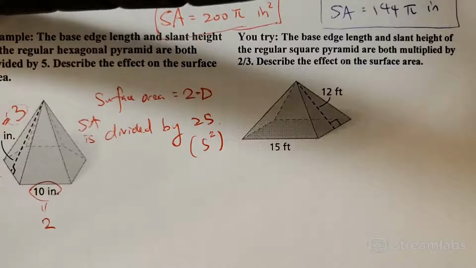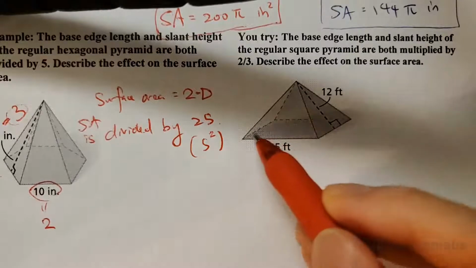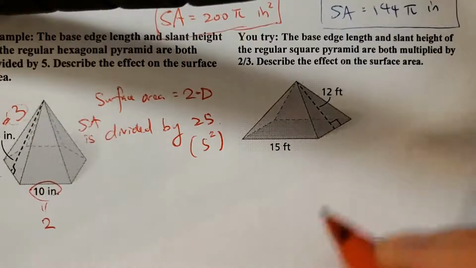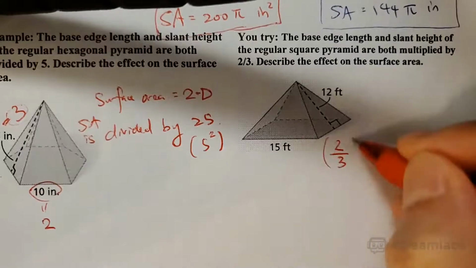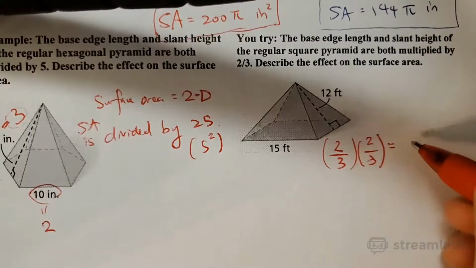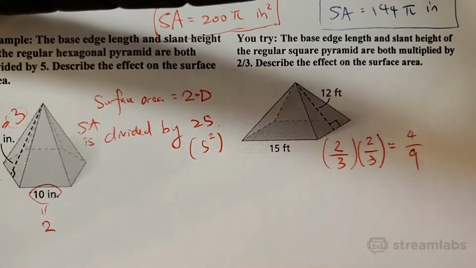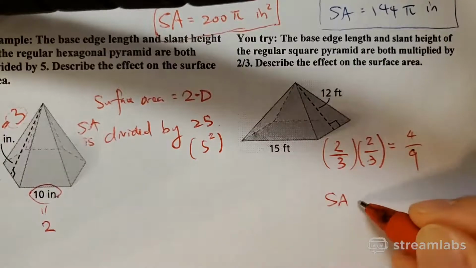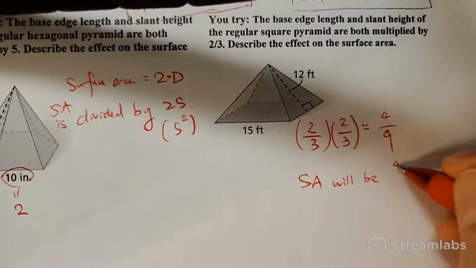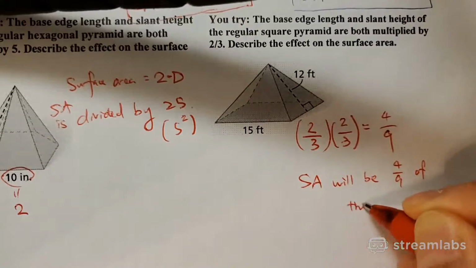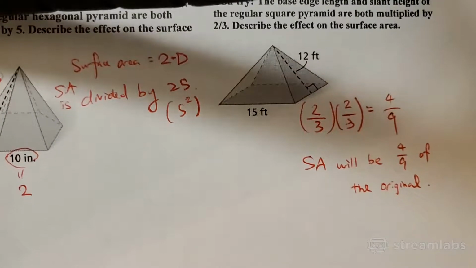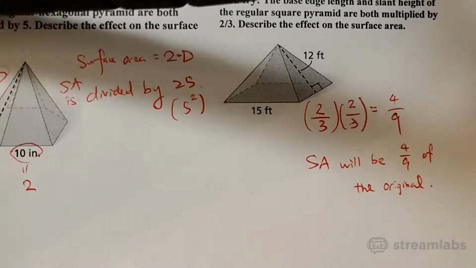It would get smaller, but by how much? So you multiply each dimension by 2/3, right? Once is base, once is height. So you multiply by 2/3, and then you multiply by 2/3 again. Then the whole thing would be 4 ninths, right? 2 squared over 3 squared. So the surface area will be multiplied by 4 ninths of the original. Okay? 4 ninths the original. That's the idea. Okay, that's the idea.